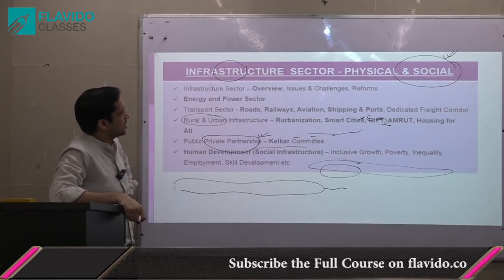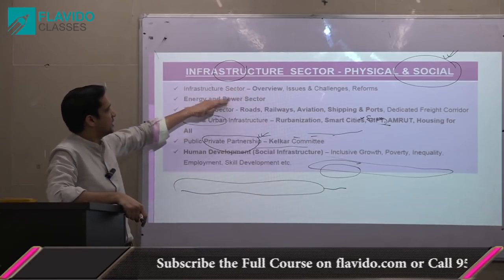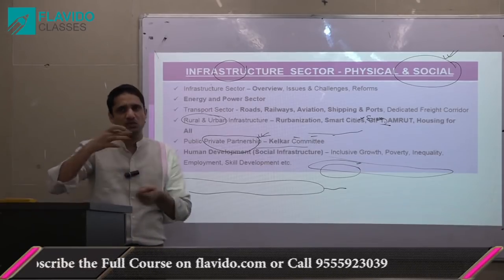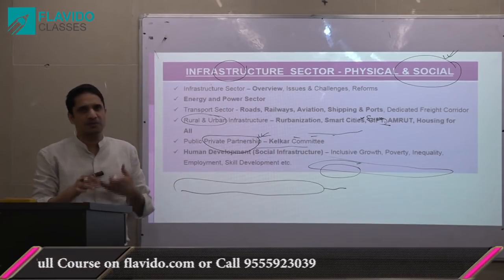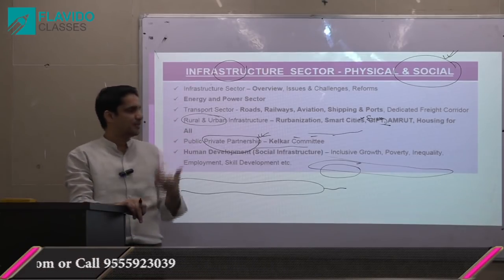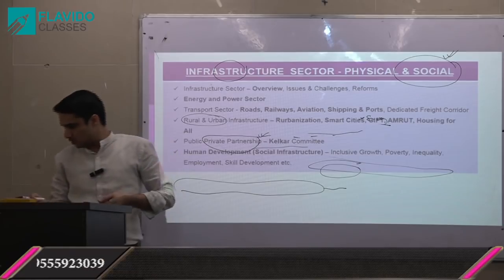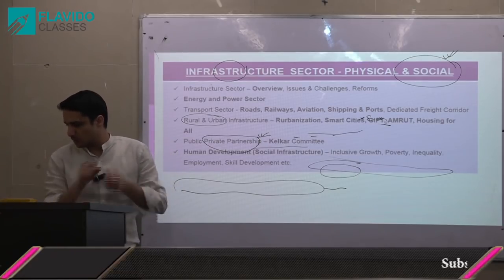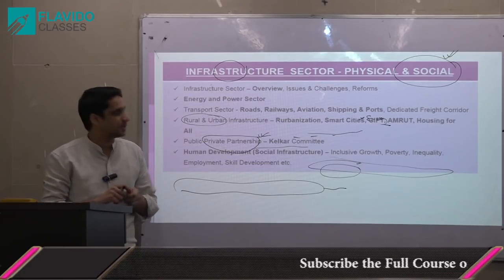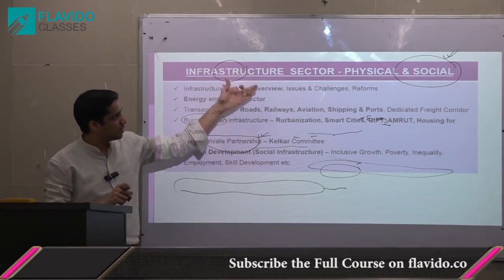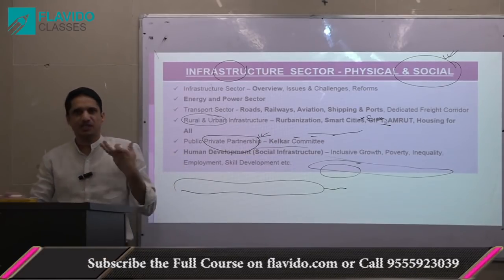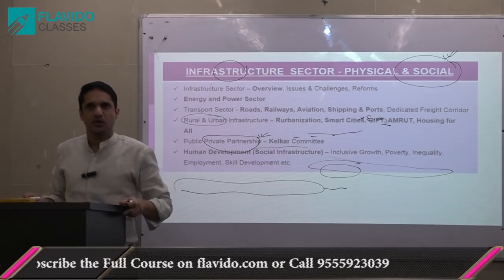So in this infrastructure sector, we are going to discuss the overview of the infrastructure sector, then the energy and power sector, and the transport sector. Within transport, we are going to cover roads, railways, aviation, shipping, ports and all these things. Plus, we are going to cover rural and urban infrastructure, under which we cover the Rural Mission, smart cities, GIFT, AMRUT, housing for all. Then we are going to discuss PPP and the Kelkar Committee recommendations. So these are the 6 major themes, 6 major topics which we are going to cover.